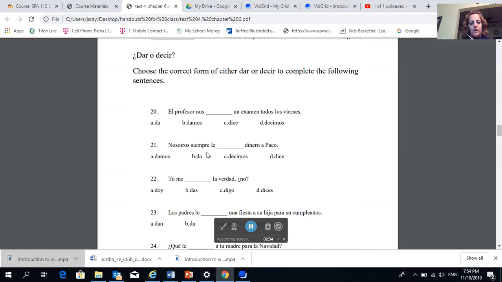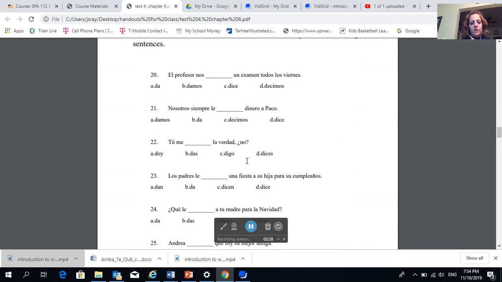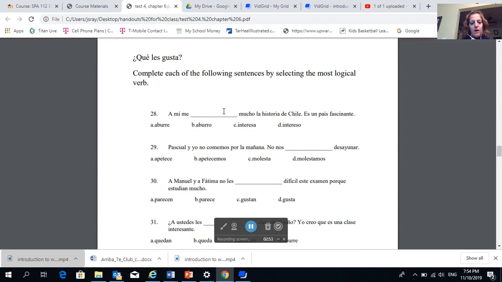Here you have dar or decir. You're reading each sentence and deciding whether dar or decir would complete it, and you have two choices for each. So once you've decided between dar and decir, pick the spelling that matches the subject, the person who's doing the saying, the telling, or the giving, and write either it or the letter in the blank. Then, que les gusta, complete each of the following sentences by selecting the most logical verb.